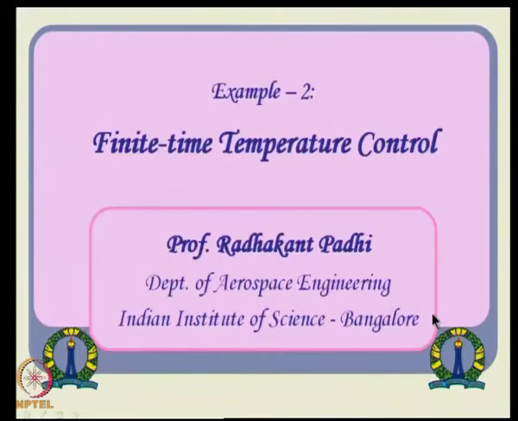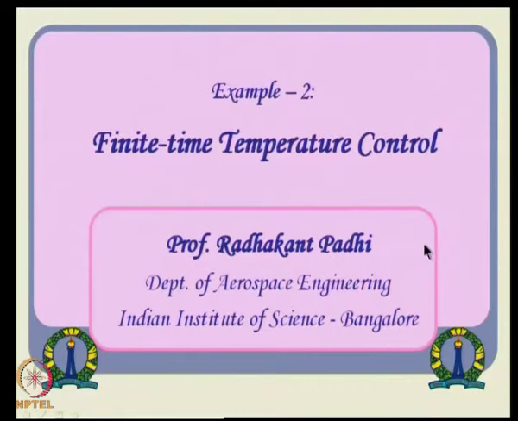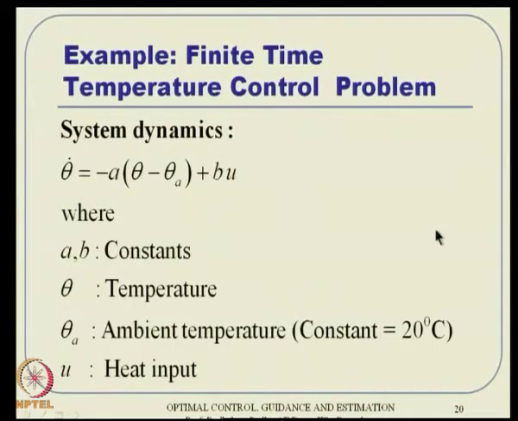Alright. So, before stopping this lecture, we will talk about another example, which is again a very interesting example. We talked about an infinite time problem, and now we talk about a finite time problem, which is a very standard problem, a temperature control problem in a room, let us say. Now, the system dynamics turns out to be something like that: theta dot is minus A into (theta minus theta A) plus Bu, where theta A is the ambient temperature, whereas theta is the actual temperature.